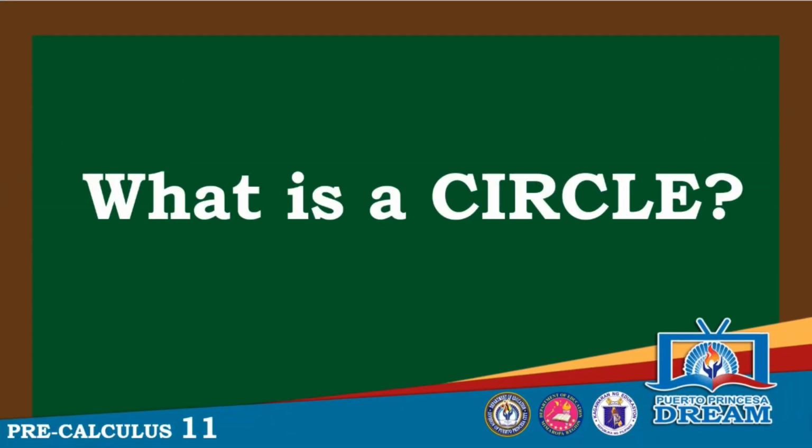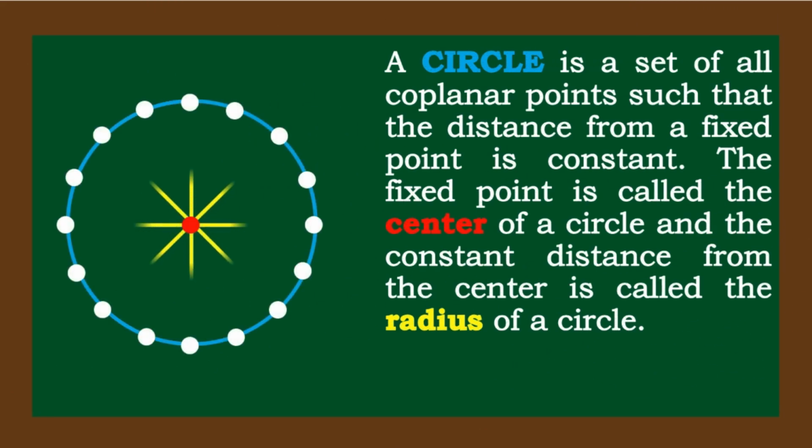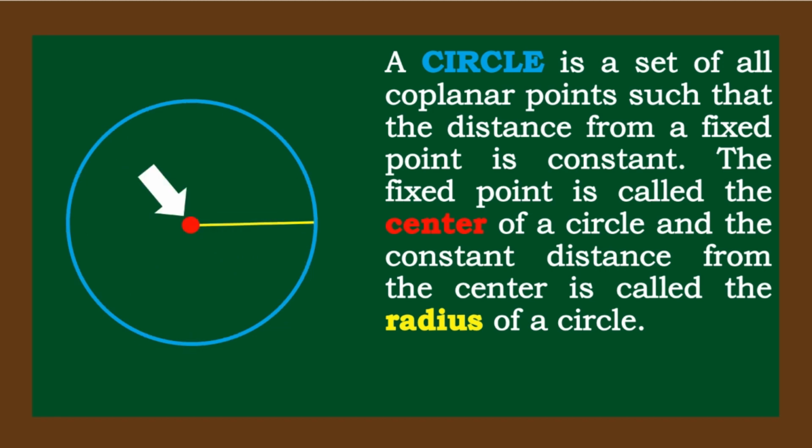What is a circle? A circle is a set of all coplanar points such that the distance from a fixed point is constant. The fixed point is called the center of a circle. And the constant distance from the center is called the radius of a circle.